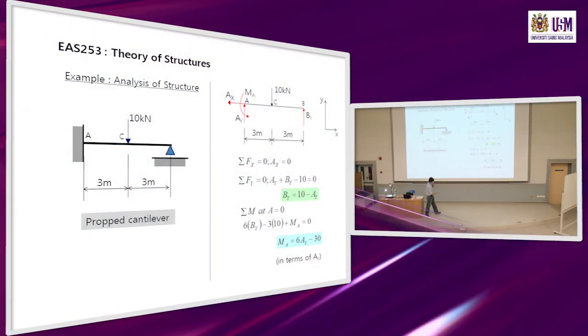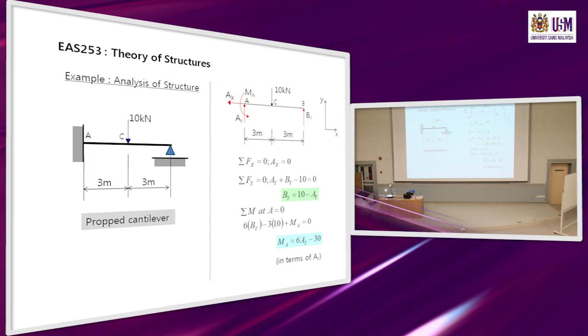We change this to a fixed support here. When you change to the fixed support, you have reaction forces, 3 here and this 1 here. So how many reaction forces now? 4. How many equilibrium equations? 3. Still 3. There is no increase in equilibrium equations.